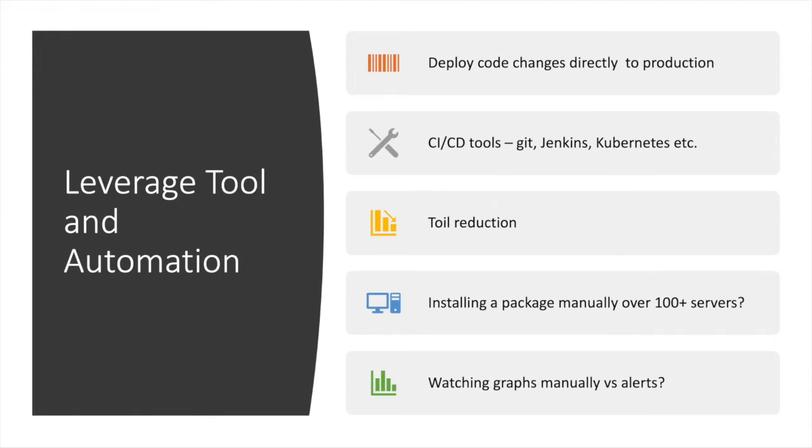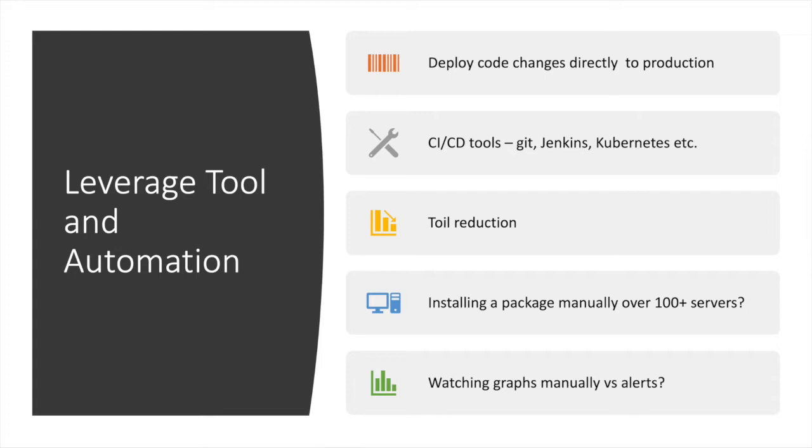The fourth important pillar is to leverage tools and automation. If you remember the previous sysadmin versus developers approach, writing the code was the job of the developer, and then they would build that code and give it to the sysadmin to deploy. So developers didn't have the power to deploy the code. But in the DevOps approach, we give the power of deploying code directly to production to the developers themselves.